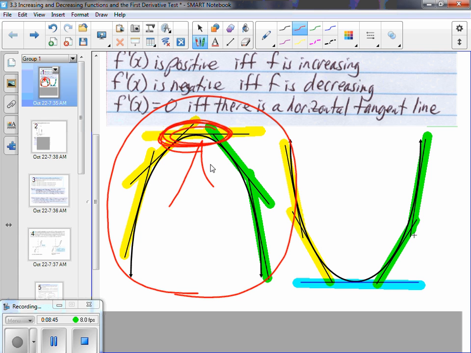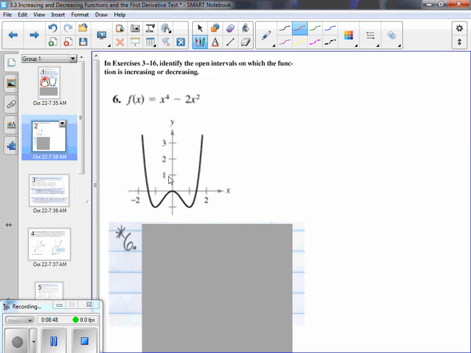All right. The first example we're going to do is one where we do get to see the graph. So this is part of your assignment. This is number 6 on page 186. The directions are fairly simple. Identify the open intervals on which the function is increasing or decreasing. So we're going to list every interval where the function's doing the same thing. We're going to find every interval where the function's increasing, and every interval where the function's decreasing.